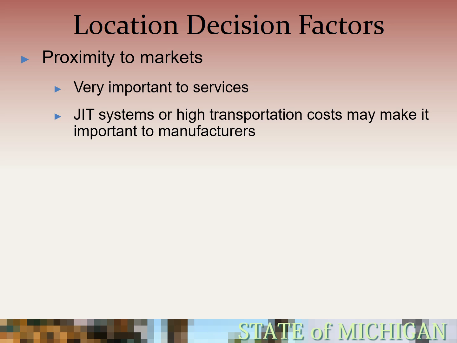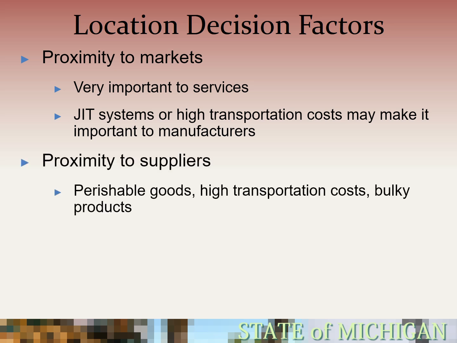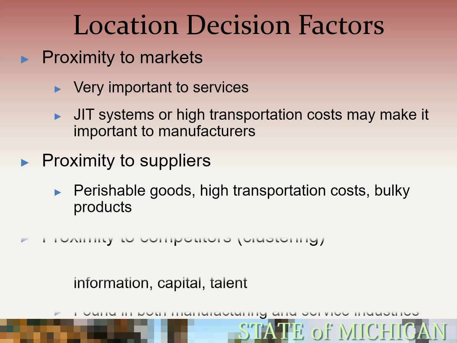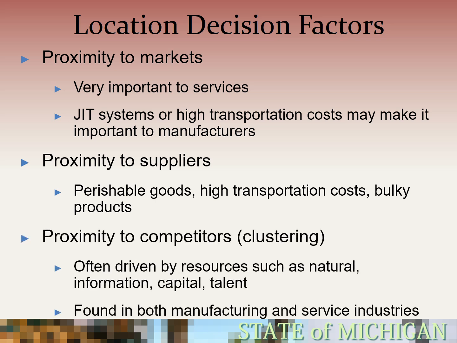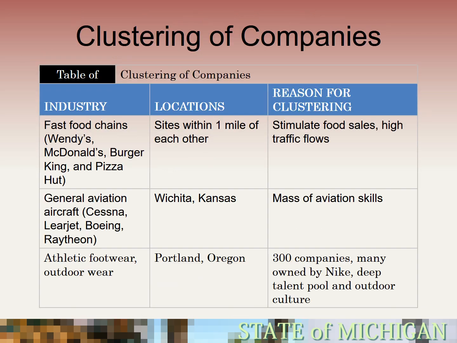Some other location decision factors are your proximity to the market, and it's very important to those offering services rather than goods. Just-in-time systems or high transportation costs may make it important to manufacturers. You also want to have a proximity to your suppliers. Are you reliant upon perishable goods? Is there high transportation costs? Do you have big bulky products? And proximity to your competition. It's often driven by resources such as natural, informational, capital, talent. This is found in both manufacturing and service industries.